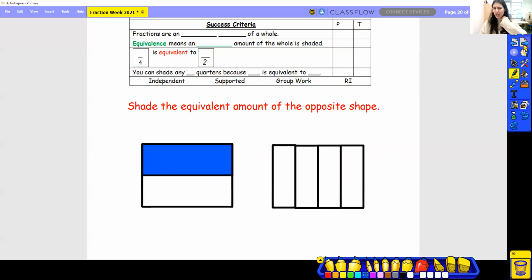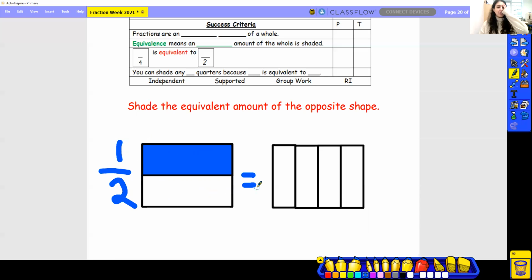Oh, got another tricky one this time. How much of this shape has been shaded? Well, it has been split into how many equal parts? Well done, 2. So that is my denominator. How many of these parts are shaded? 1. So this is 1/2 of the shape shaded.